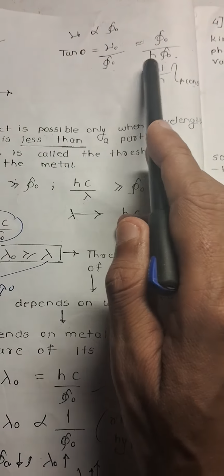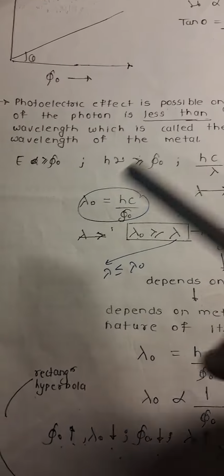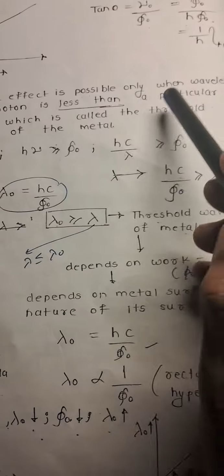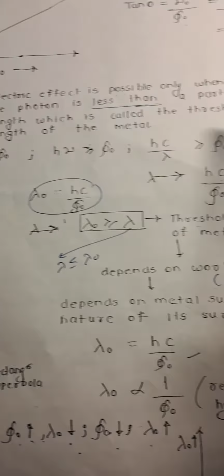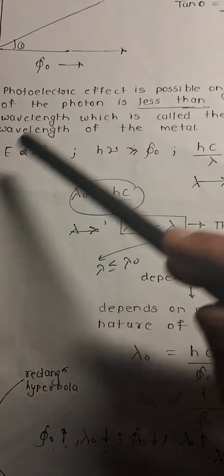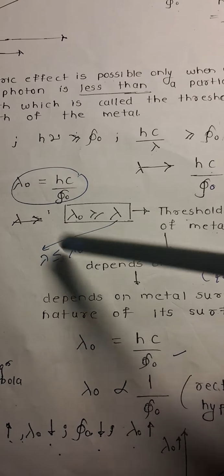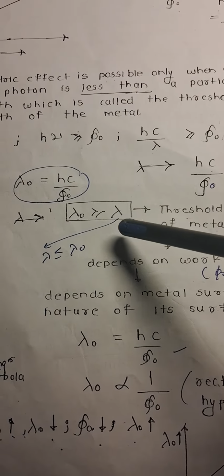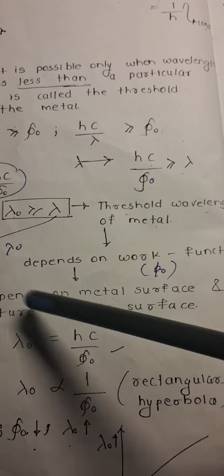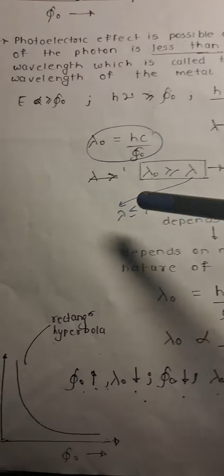Then we have tan θ, which is equal to 1 by h, which is constant for all metals. Then another observation is that for photoelectric emission, the wavelength has to be less than a particular wavelength, which we call the threshold wavelength. So using the concept of work function, the concept of λ0 can be derived over here. So here λ should be less than or equal to λ0. Again, it depends on the work function, the metal and nature of surface.